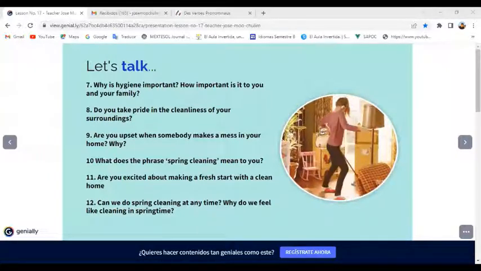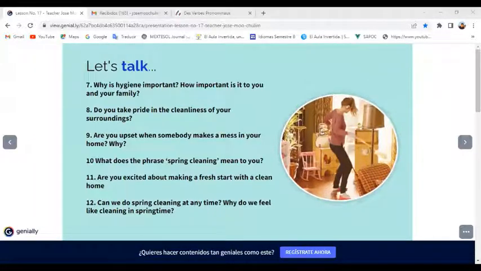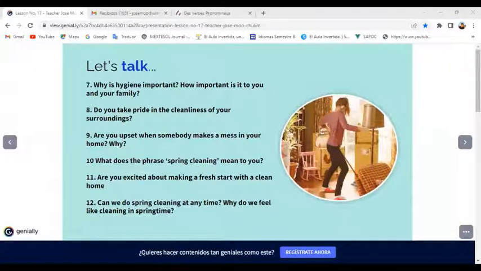And the same question for Benjamin. Are you upset when somebody makes a mess in your home, and why? Yes, because it's difficult or it's a lot of work to keep clean. Okay, you're also upset about it. And yeah, as you mentioned, it's a lot of effort that you put into cleaning your house. And I think it isn't fair that someone else makes a mess in it.